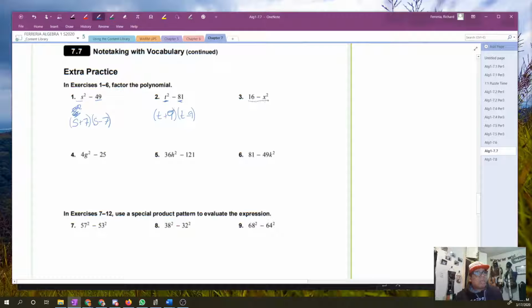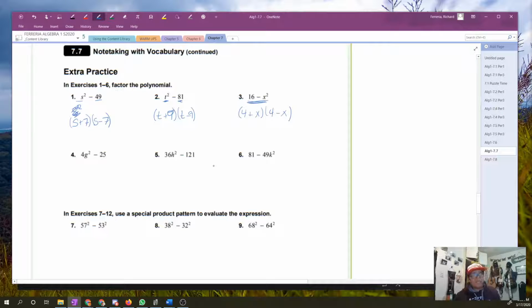How about this one? Things are kind of weird in this one. It's kind of backwards. Doesn't matter. Backwards, forwards. 16 is a perfect square. That's a 4. X squared is a perfect square. The square root is x. And it's a sum and difference because there's no central term there. Remember, the first term and the last term have to be perfect squares or this won't work.